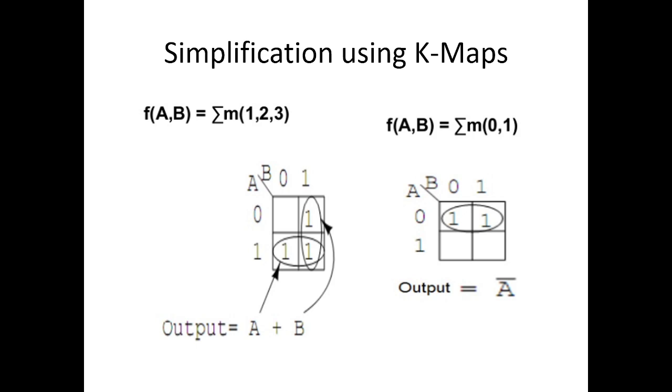We can see a few simple examples for K-maps. Here we have the function with the minterms of 1, 2, 3. So the answer for this is A plus B. Here we have the minterms of 0 and 1. The answer for this map is A bar.